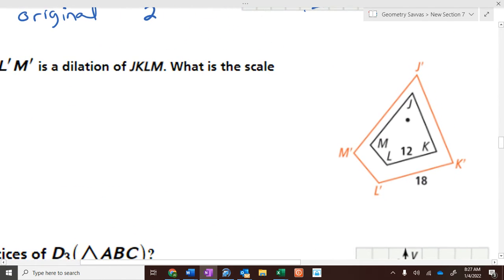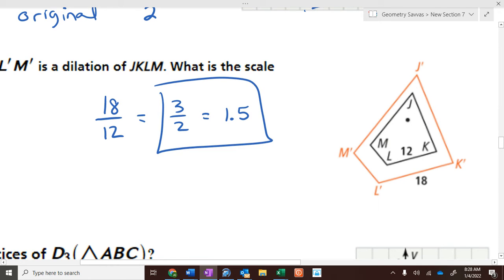What do you think the scale factor is for this one? Now, again, the red one's a new one. So what's the red one's measurement that you see? 18. What's the black one's corresponding measurement? 12. 18 over 12 is 3 over 2 or 1.5. So either one of these work for the scale factor, 3 over 2 or 1.5. Okay.